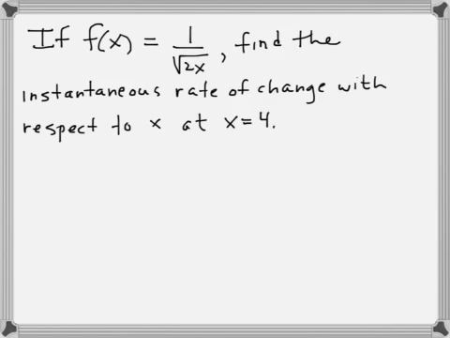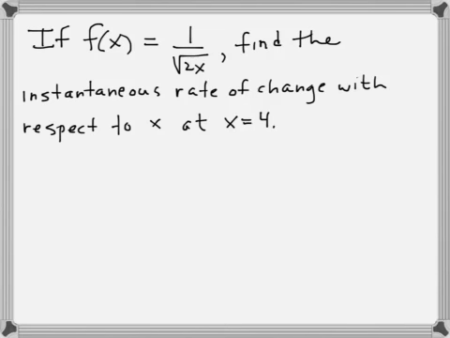In this video, we're going to talk about finding the derivative of the function f of x equals 1 divided by the square root of 2x. We want to find the instantaneous rate of change. In other words, that's the derivative with respect to x at x equals 4.